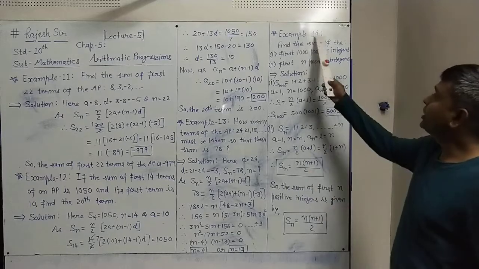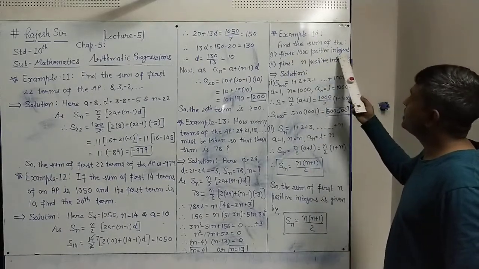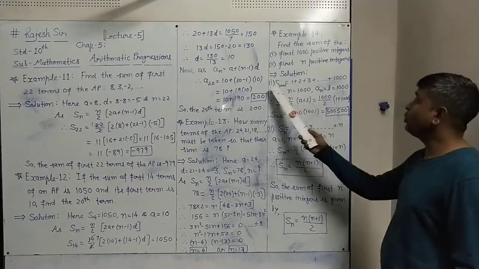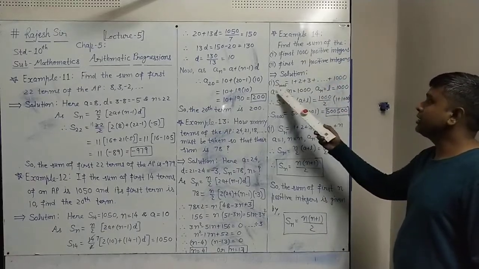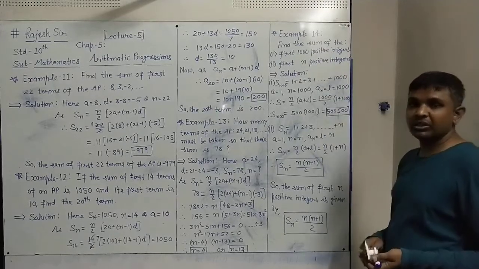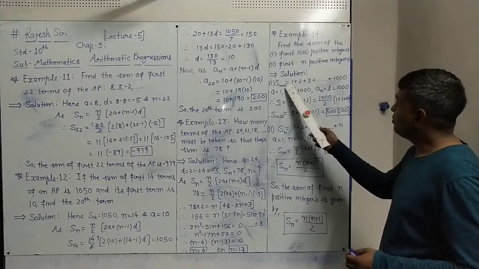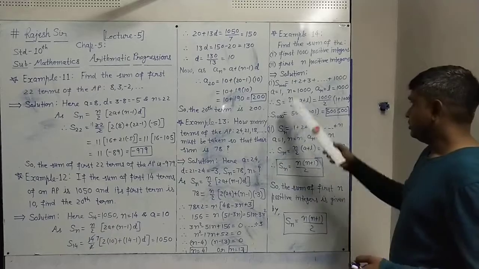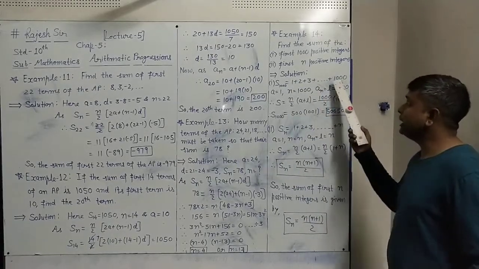Next, example 14. We have to find the sum of the first 1000 positive integers, and second, the sum of the first n positive integers. So solution number 1: we need the sum of the first 1000 positive integers. So S1000 equals the sum of the first 1000 positive integers. Positive integers are actually the natural numbers. It will start from 1, 2, 3, 4, 5 and go up to 1000. This sum we want. In this sum, you see this is also an AP.